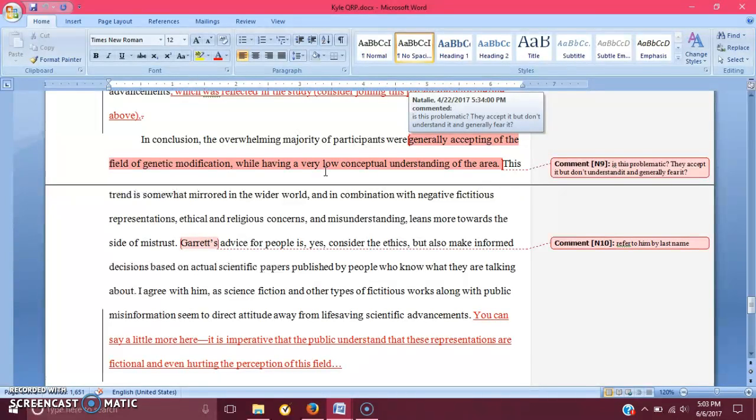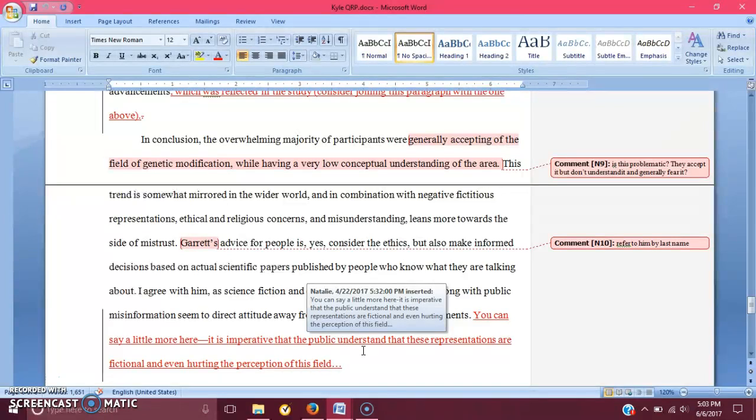So I just put, you can say a little more here. It's imperative that the public understand that these representations are fictional and even hurting their perception of this field, etc. So this might be the so what, like the perceptions of something as portrayed through media and movies and film are hurting the field itself, because people think that genetic modification is either they don't agree with it or they have misinformed opinions about it.